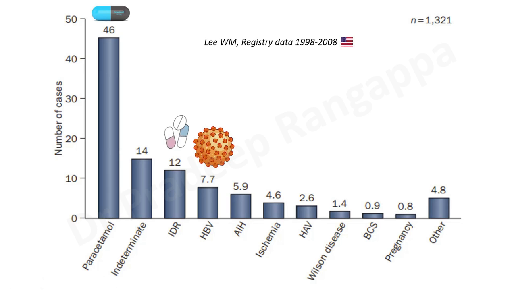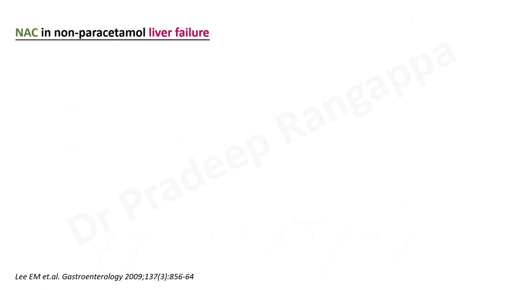This is the prevailing commonality of the causes of acute liver failure. Now coming, since the topic is more on the management, upfront we'll be talking about the role of NS cells.